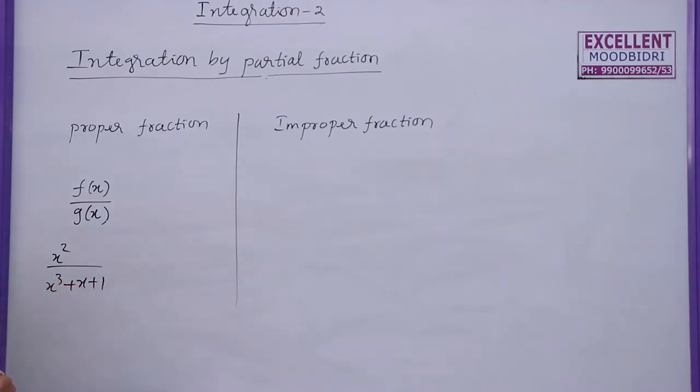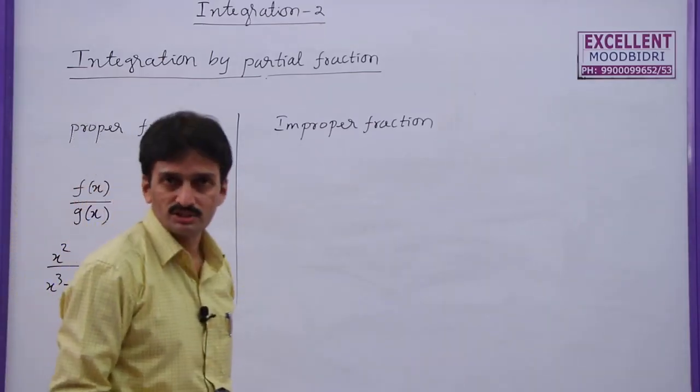See, this is a proper fraction because what is the degree of numerator? Highest power of x is 2. So, degree of numerator is 2, degree of denominator 3. So, degree of numerator is less than degree of denominator. So, it can be called proper fraction. Now, let us see what is improper fraction.